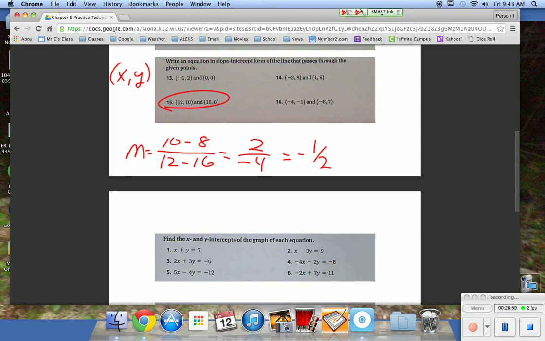So that would be my slope. I now found my slope. Now we use the point slope form, Jessa. Set it up for me. We're going to grab one of these points, either 12, 10 or 16, 8, and we're going to set this up. y equals, I'm sorry, not y equals. y minus what? Doesn't matter which point you use.